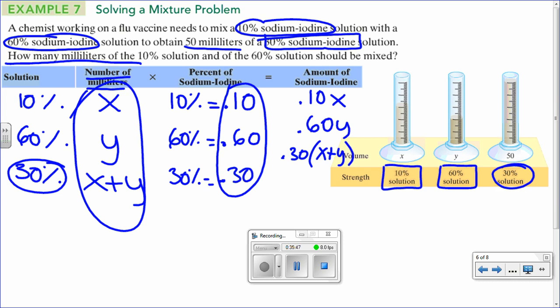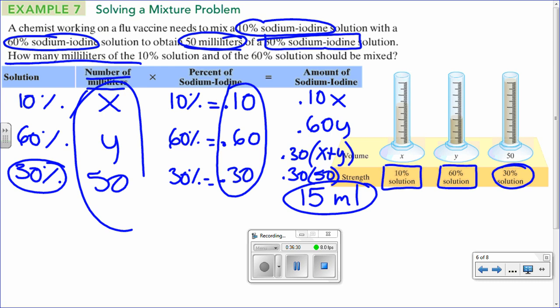Now from that table, we actually do have a number for the x plus y. Combined, what has to be the total liquid in milliliters? 50, right? So we can just replace that with 50. If I do that, this will be 0.30 times 50, which equals 15. So what does this tell me? This 15 is the amount of sodium iodine.